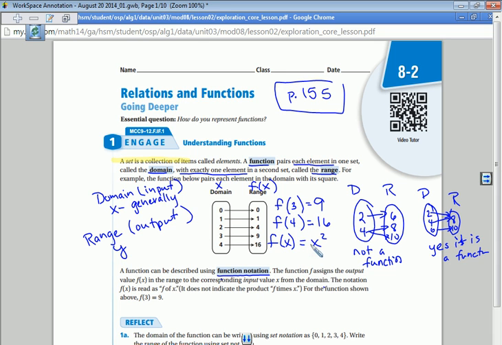And now I've written the model for this function. To find f of x, all you do is square x. Square the input to get the output. So what would f of 10 be? 100. If we use that rule. Does that make sense? Okay.